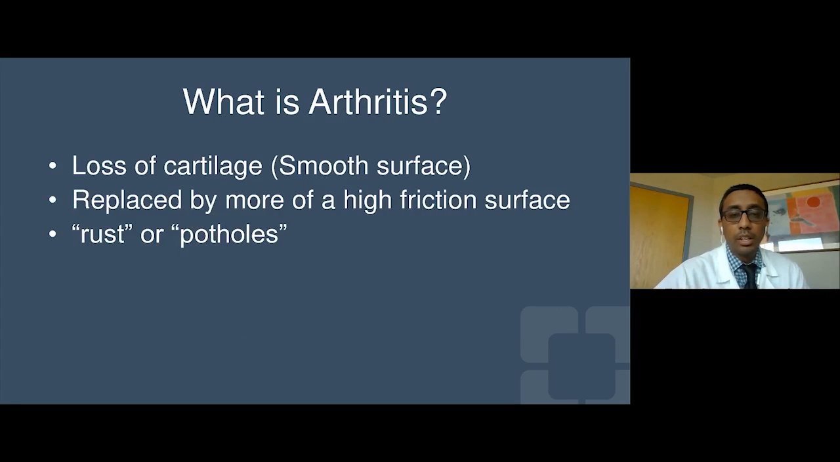So again, arthritis is the loss of the cartilage. Cartilage is a smooth surface. So when arthritis kicks in, we're losing the cartilage, which is smooth and low friction, and we're actually replacing it, a lot of times with bone, which is more of a higher friction surface. So how I usually explain it to patients is kind of like rust or potholes in the joint.